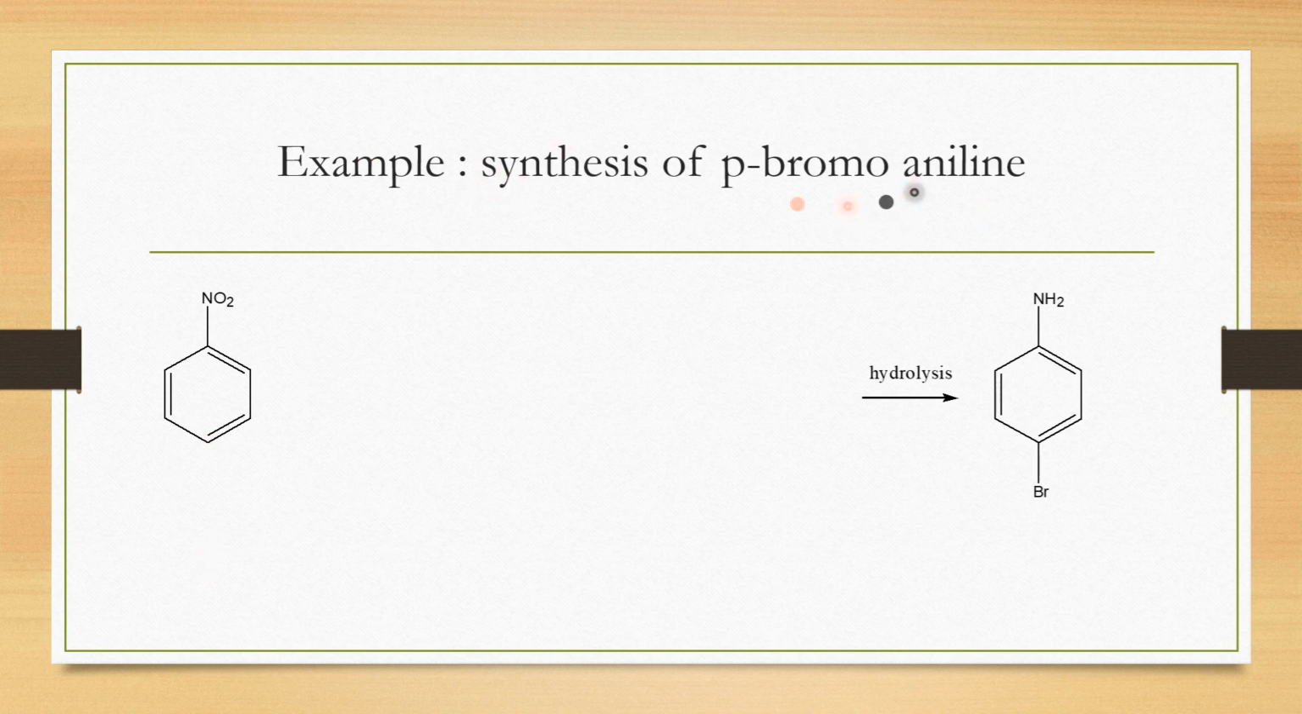Now let's take an example of this. You have to synthesize para bromo aniline and the starting material is nitrobenzene. See the conversion. First you have to convert NO2 to NH2, then you have to put bromine also. So what are the different steps? Starting with NO2, we first get reduction, so we have this NH2.